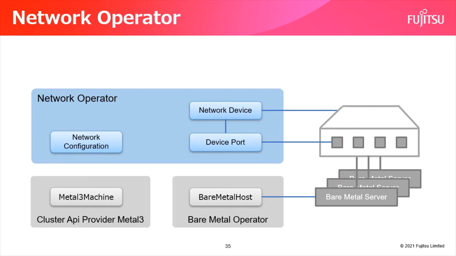The bare metal host has a reference to device ports to know which ports the bare metal host is actually connected with. When creating a Metal3 machine, the user can specify a network configuration for it. CAPM3 will then find a suitable bare metal host which is able to apply that configuration. Because the bare metal host knows which ports it is connected with, it tells those device ports to apply the target network configuration by modifying the spec of the device port. The network operator then detects such a change and starts to configure the physical device through some backend.